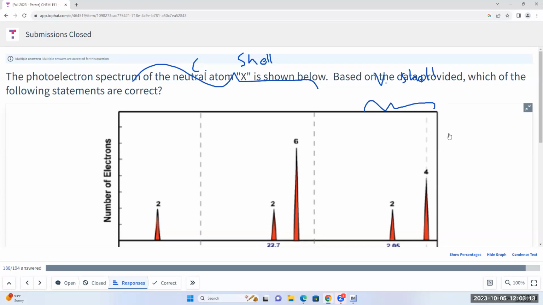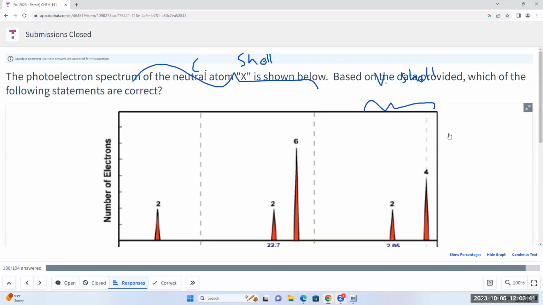Yeah. What's your name, miss? Sammy, go ahead. Oh, yeah. How can we tell the atomic number? Okay. So you are told in the question it is a neutral atom. This is the photoelectron spectrum for the neutral atom, which has 16 electrons. That means it should have 16 protons. That means that's the atomic number. Yeah. Any other questions, concerns, comments?